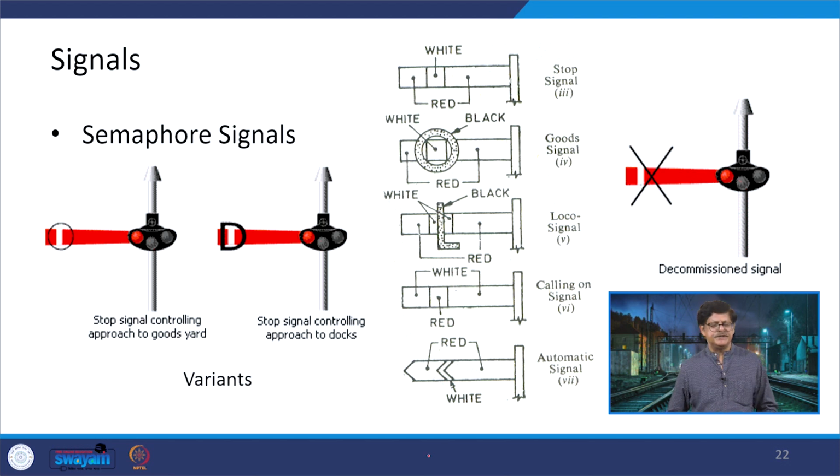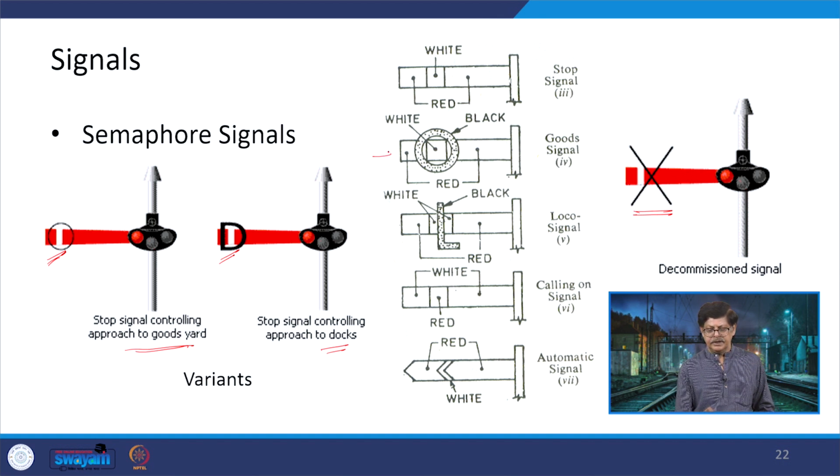A few variants are being shown here. Now, what is the variance here is, there is a ring being shown on the white vertical band. Here D is being written, here X is being shown. What does this mean? In the case of this ring, it is talking about the approach to the goods yard, whereas if a D is being shown, then it means we are controlling the approach to the docks. X means this is decommissioned, it is no longer in use.